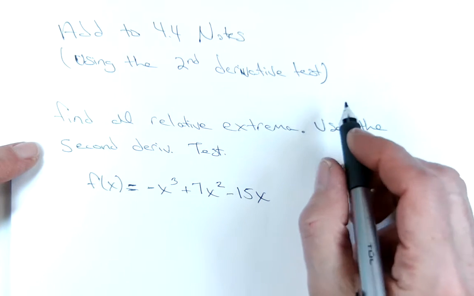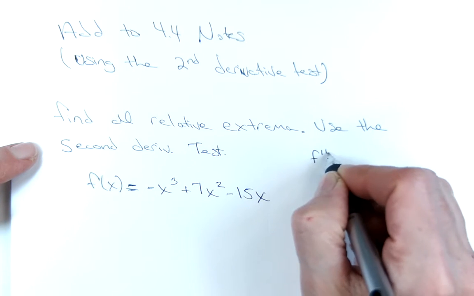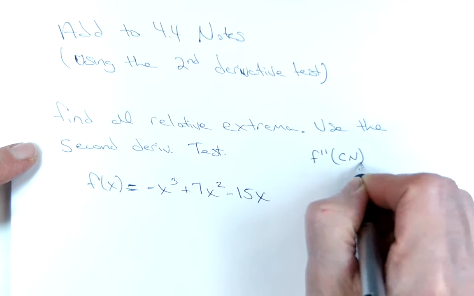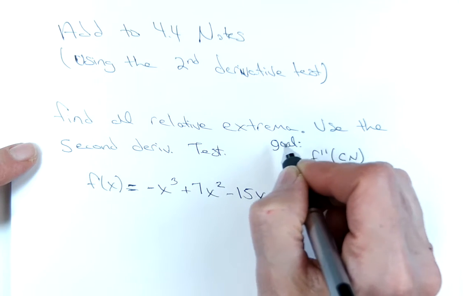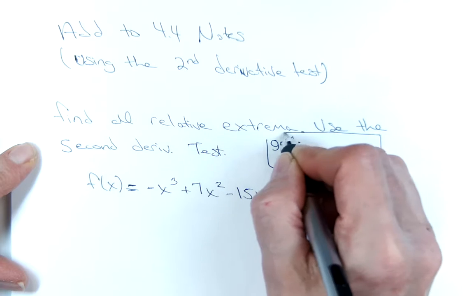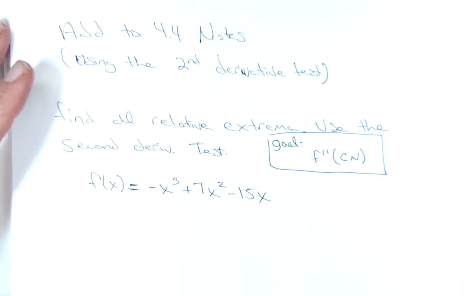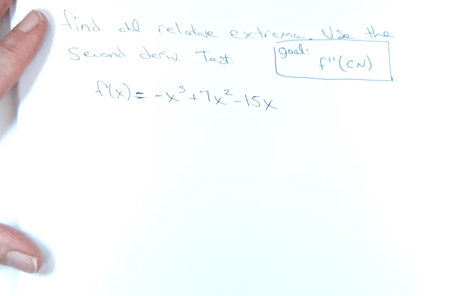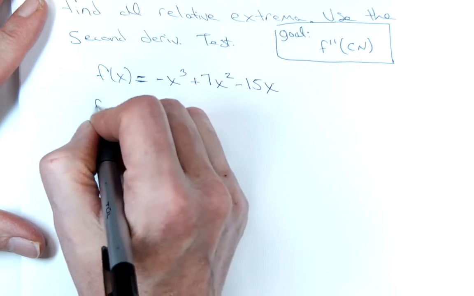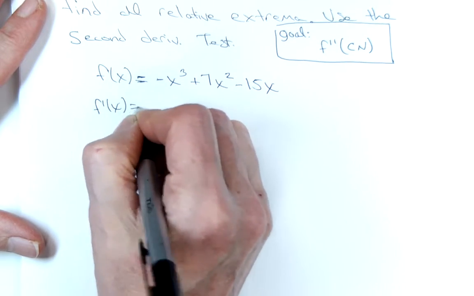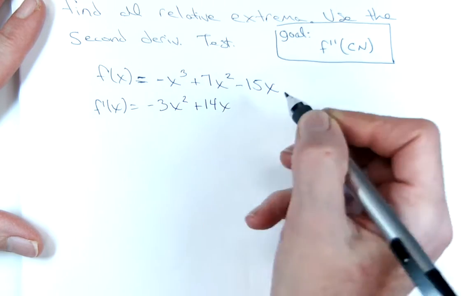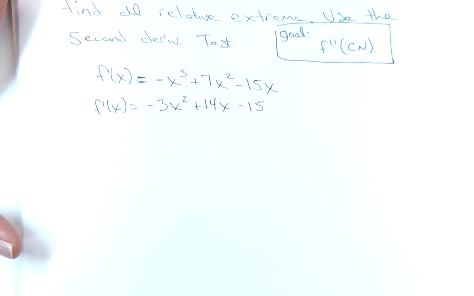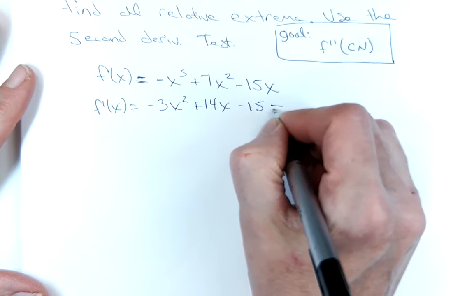And to use it, we want the second derivative evaluated at our critical number. So that's our goal: second derivative evaluated at the critical number, and we'll talk about what that means when we get there. So to get to the second derivative, you need to go through the first derivative. F prime of x is equal to negative 3x squared plus 14x minus 15. And there's no place that will be undefined, so we only will find critical numbers from setting it equal to 0.